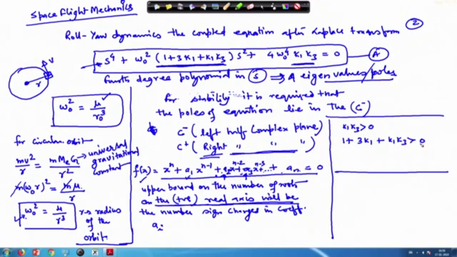So, suppose these two conditions are satisfied. This says that this is the necessary condition that no poles are lying on the real axis on the positive side.